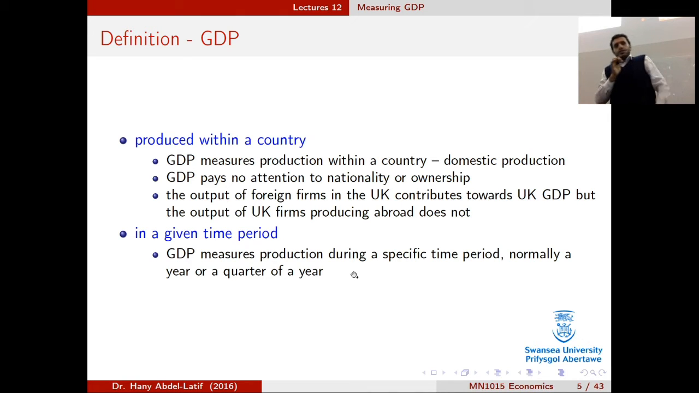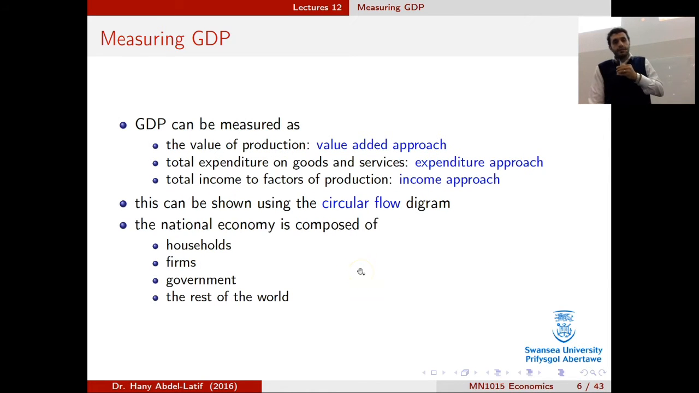The last part is that we look at this in a given time period. Usually it could be a year or a quarter of a year. So that's the definition of what GDP is. GDP is the market value of all final goods and services produced within a country in a given time period. Could be a year or could be a quarter of a year.